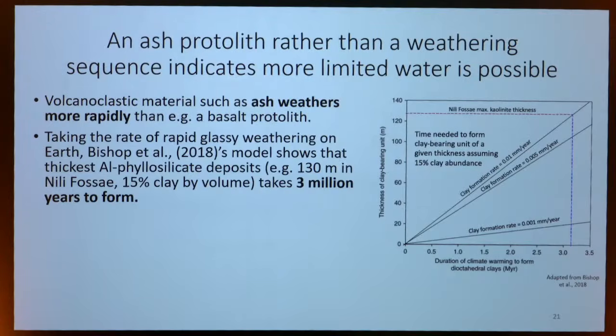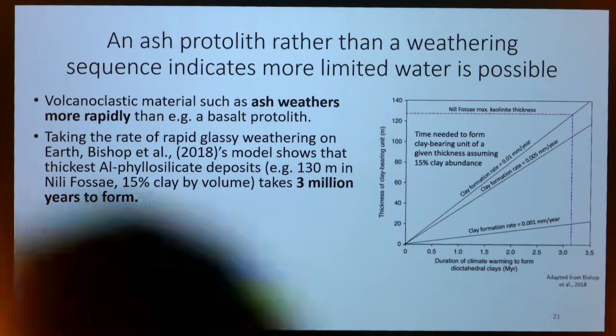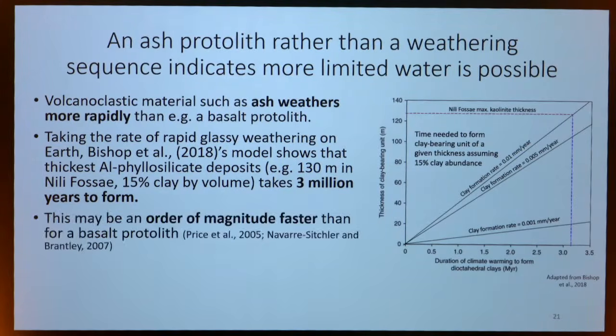So if we take an example of a model like this one from Bishop et al., you can see the duration of climate warming, or basically the duration of liquid water, that's required to produce a clay-bearing unit of a given thickness, assuming a 15% clay abundance and looking at different weathering rates. Taking a rapid glassy weathering rate from the terrestrial literature, which would be similar to what we would expect for a volcanic ash, this model indicates that for the thickest aluminum phyllosilicate deposits we see, which were 130 meters thick in Nili Fossae, it would take about 3 million years to form. And this may be an order of magnitude faster than what you would need for a more crystalline basaltic protolith.